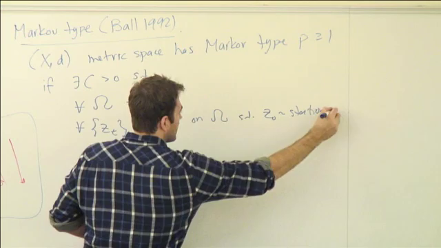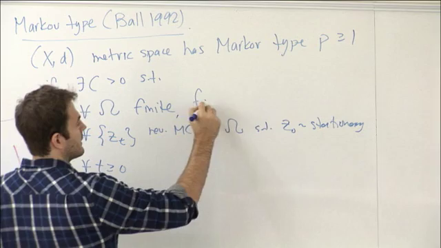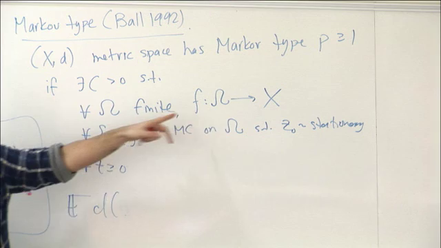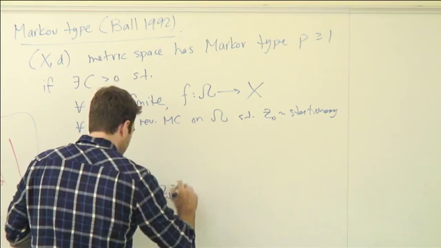and for every time, we have this kind of dependence. Now I have this map. I'll explain this in a second. So take a finite state space, take a map from the state space into your metric space, take a reversible Markov chain on the state space, and then ask for something like this to hold.